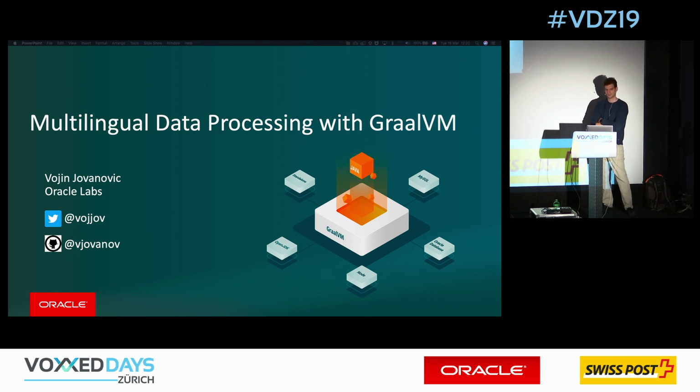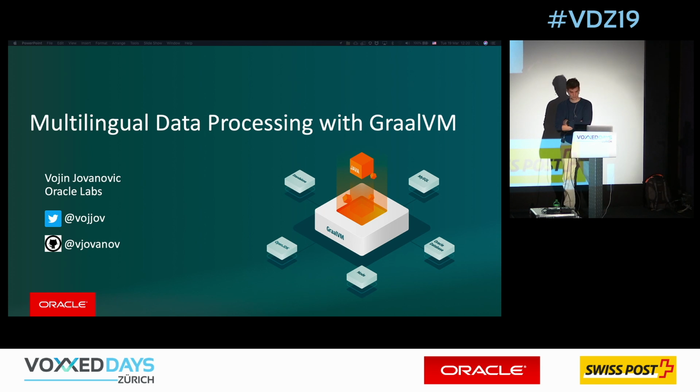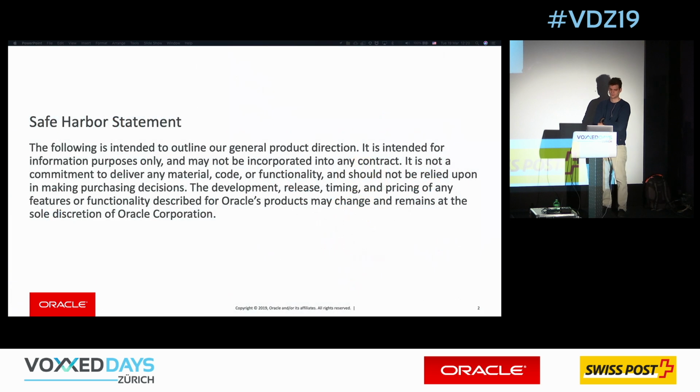My name is Vojin Jovanovic, and I'm working as a researcher at Oracle Labs in the VM research group, working on the project called GraalVM. And what I'm going to talk about today is how we do multilingual processing with GraalVM.